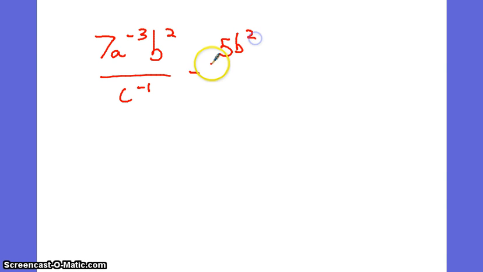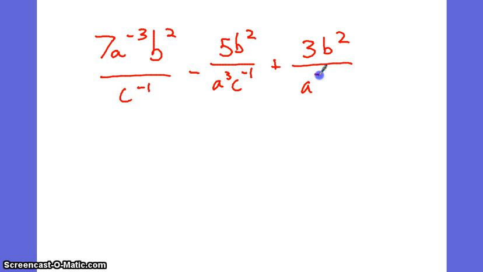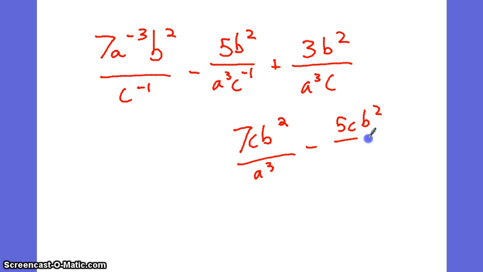Now your book is going to be really handy as you're doing these. It'll tell you how it wants you to do these problems, and how it tells you to do it is going to be of the best benefit to you. So in this case, again, let's write so all exponents are positive. When you do that, you get 7cb squared over a to the third minus 5cb squared over a to the third plus 3b squared over a to the third c.